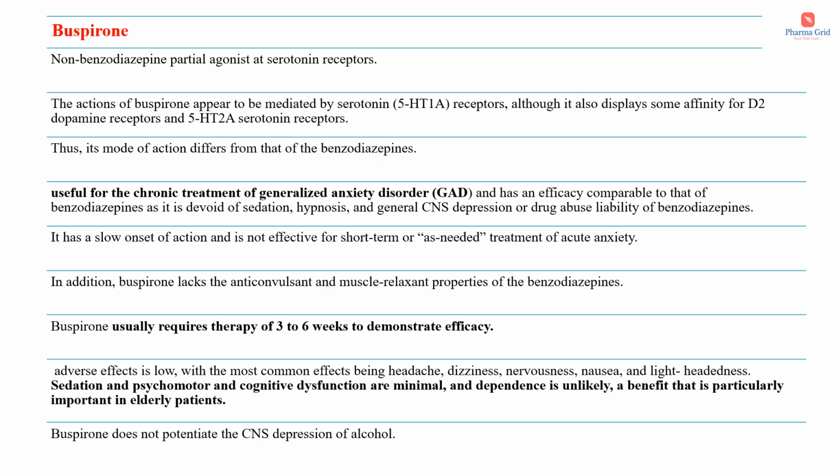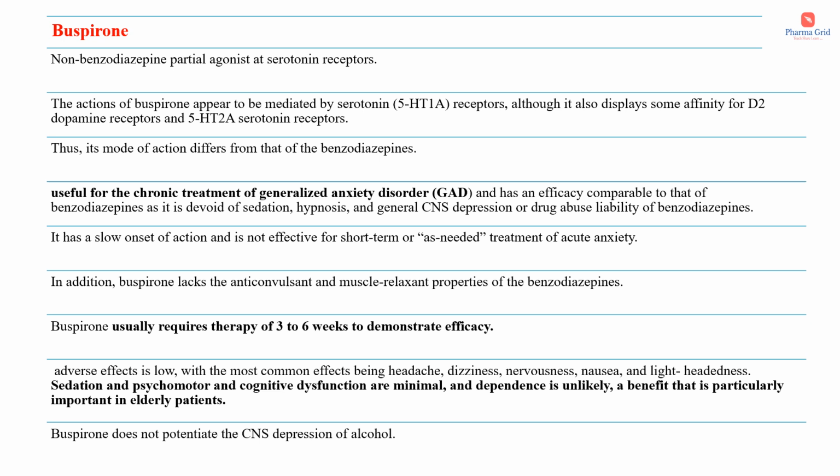So if we compare Buspirone and benzodiazepines, the advantage of Buspirone over benzodiazepines is that it is devoid of sedation, hypnosis, and general CNS depression or drug abuse liability of benzodiazepines. Coming to the disadvantages, Buspirone has a slow onset of action and is not effective for short-term or as needed treatment of acute anxiety. Also, Buspirone lacks the anticonvulsant and muscle relaxant properties of the benzodiazepines.